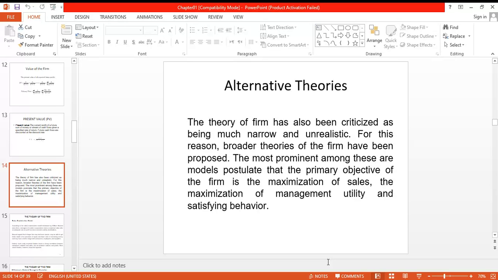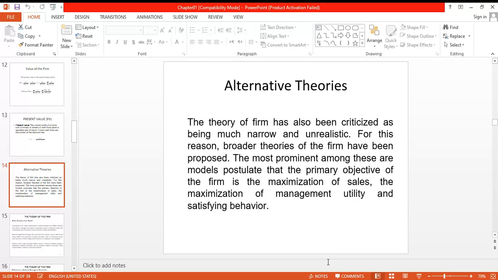So that is another objective. What we are saying here is that just using profit maximization or maximizing the value of the firm might be a very narrow objective. Okay, then there are other objectives as well, like maximization of utility.